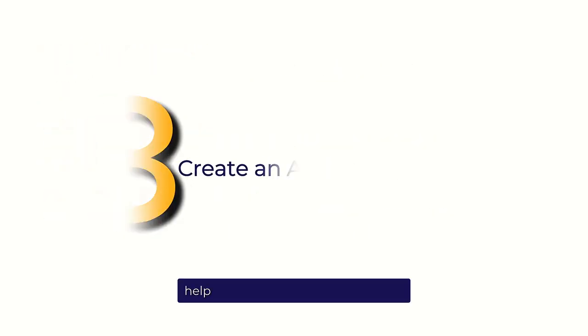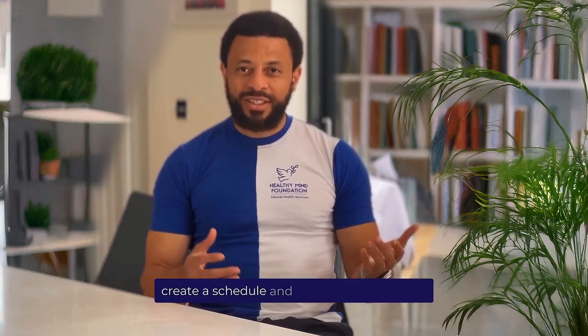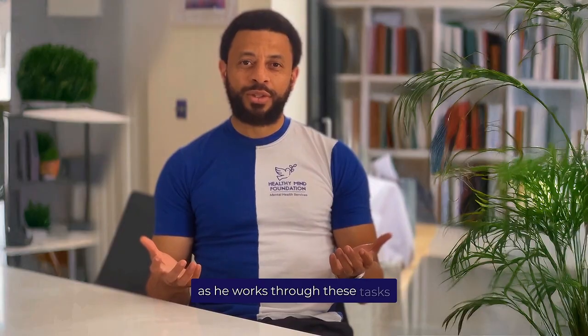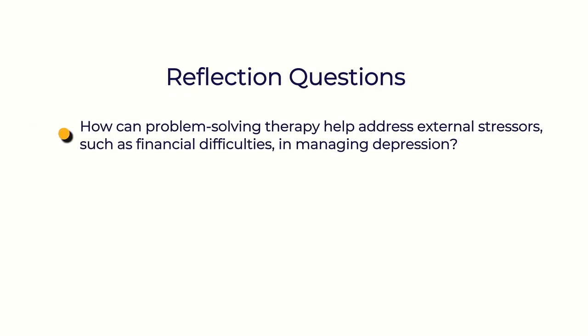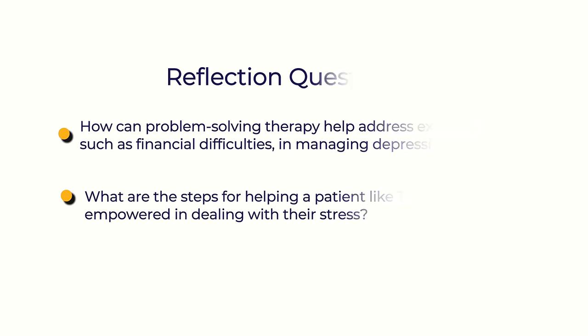Step 3. Create an action plan. Help Tom develop a clear action plan. Set small goals, such as applying to 3 jobs per week or meeting with a financial counselor. Create a schedule and set achievable targets so Tom can feel a sense of accomplishment as he works through these tasks. Reflection questions. How can problem-solving therapy help address external stresses, such as financial difficulties, in managing depression? What are the steps for helping a patient like Tom feel more empowered in dealing with their stress?